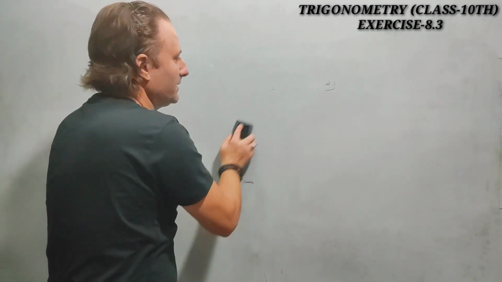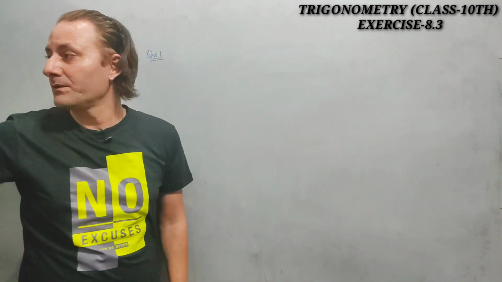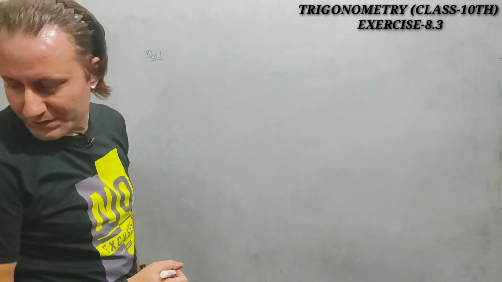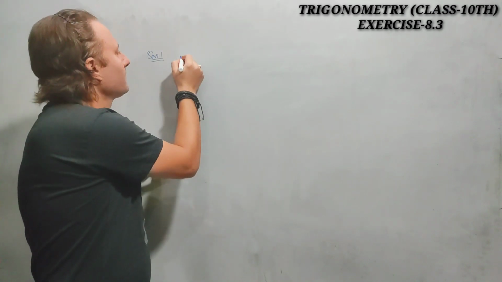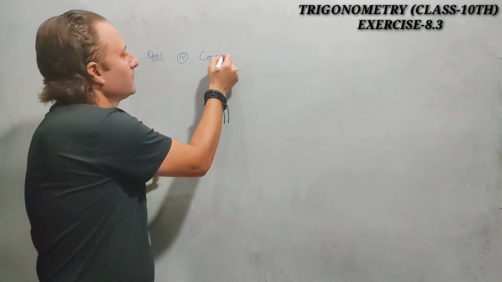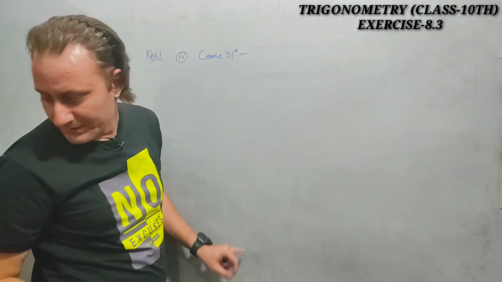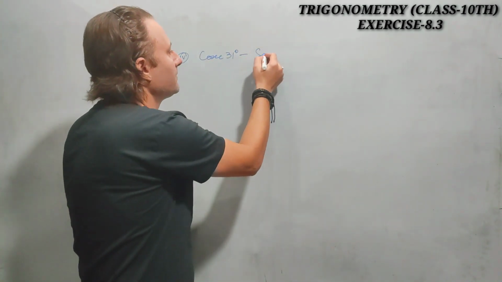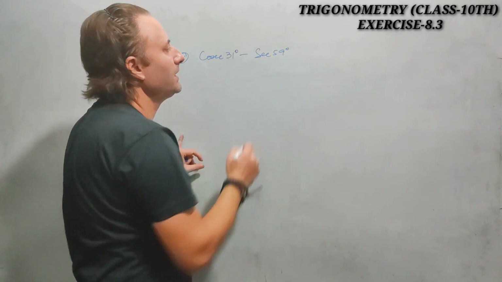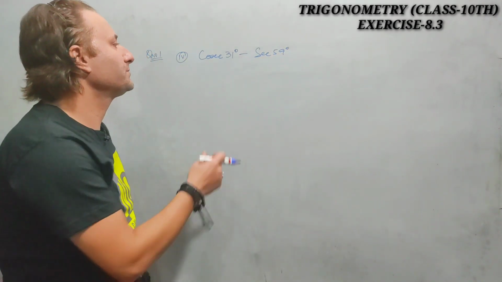I hope you are able to understand. Very simple. So now part 4 says cosec 31 degrees minus sec 59 degrees. Okay, same way we will change one of them.